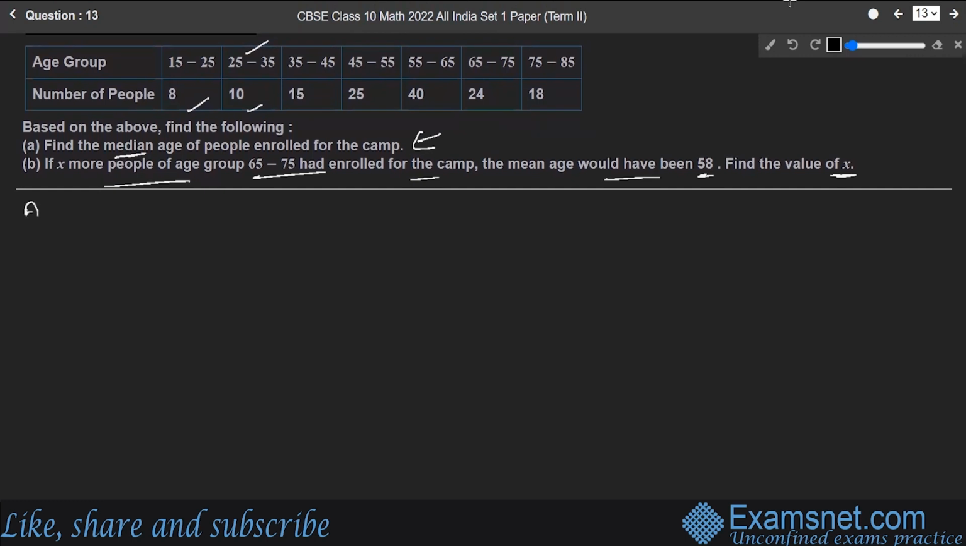So we have age group here. Okay, we have got age group on the first column. Number of people of each particular age group. Let us assign that as frequency, because that is going to be the frequency as well.